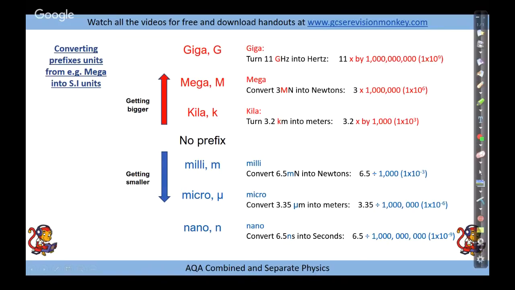Now notice there that the powers go up by 3, so 10 to the 3, 10 to the 6, 10 to the 9, and they go down by 3s when we get smaller, 10 to the minus 3, 10 to the minus 6, 10 to the minus 9.